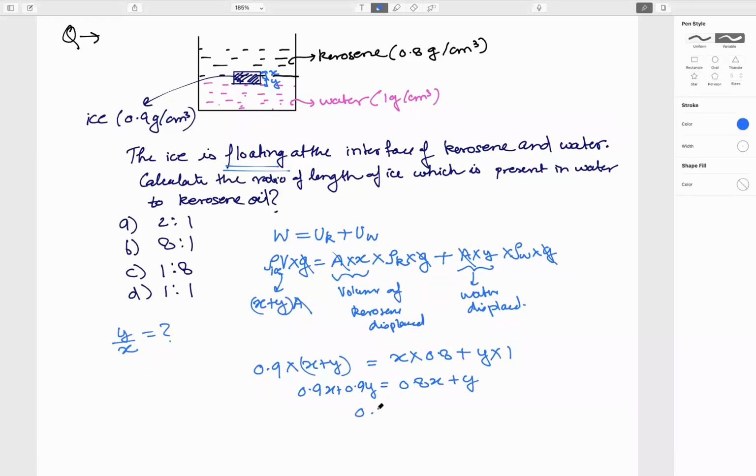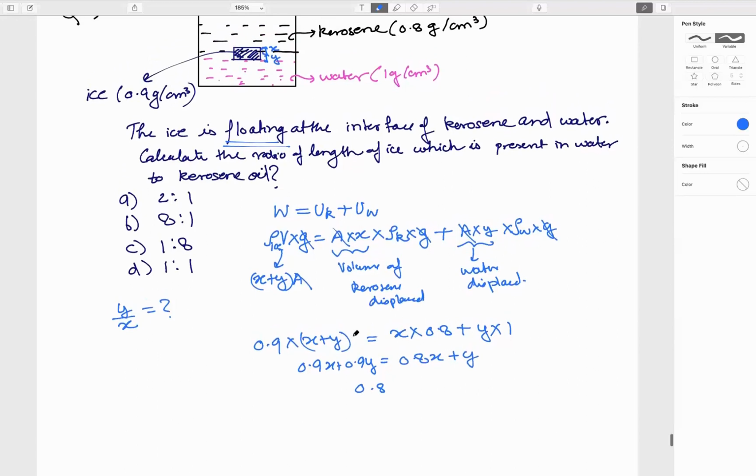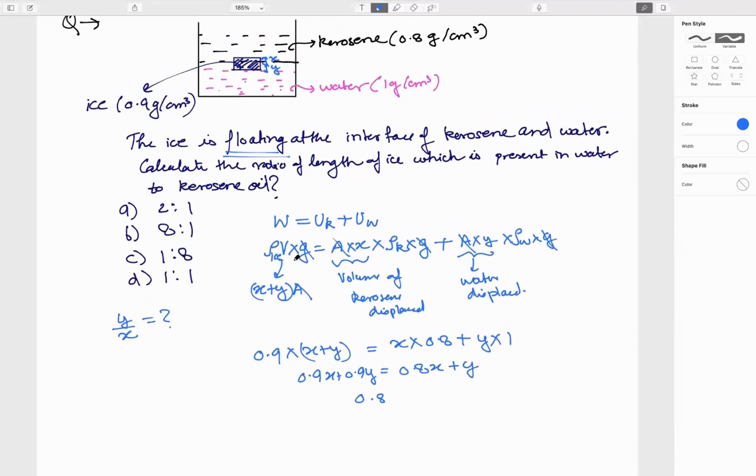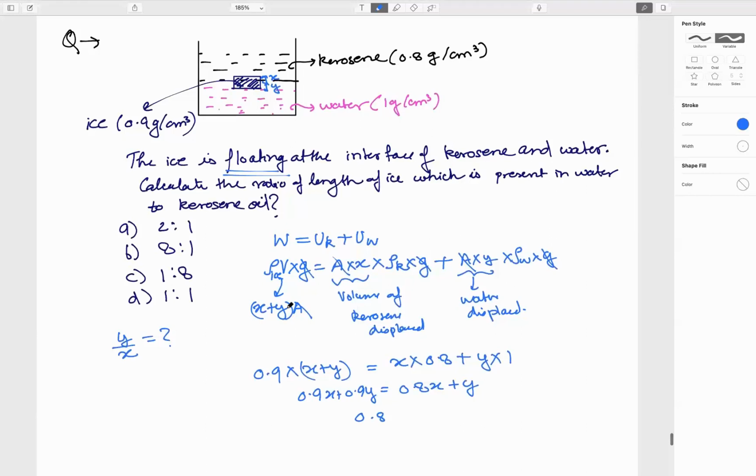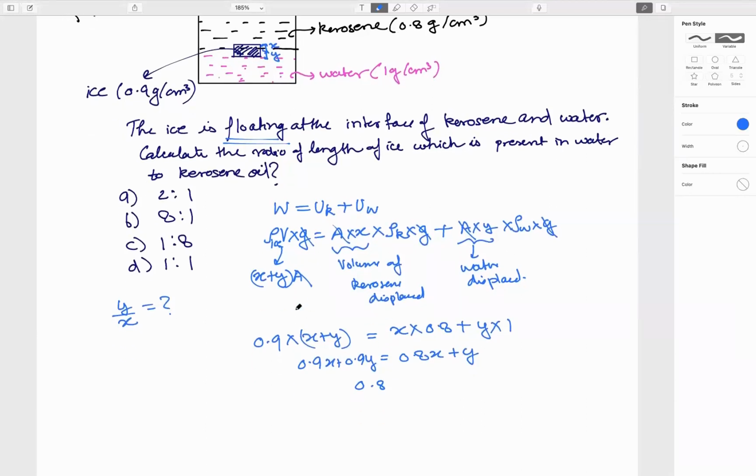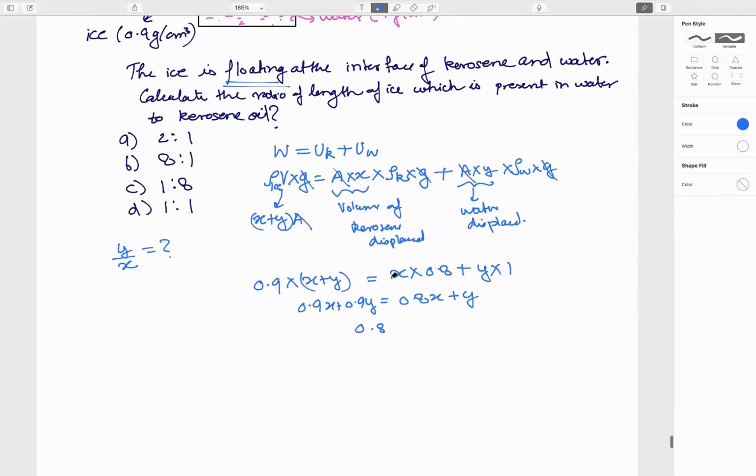So 0.9x plus 0.9y equals 0.8x plus y. Is there any mistake? Volume is (x plus y) into A, and that is 0.9. Okay, it's correct. So 0.9x minus 0.8x is 0.1x, and that is 0.1y. So y by x will be 1 by 1. Okay, the correct option is this.